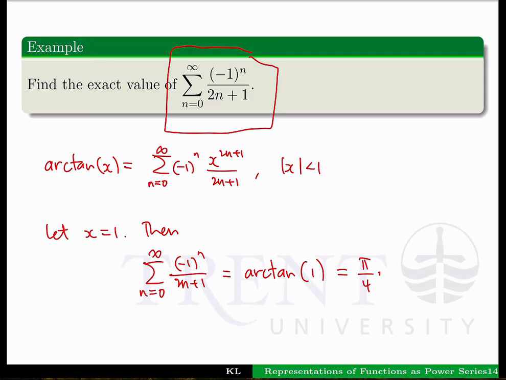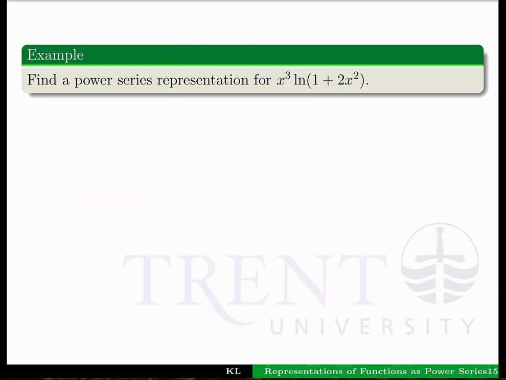Okay, so that ends my discussion on power series representations of functions. We still have some examples in here. You can work on them. Actually, that's just one final example, so just work on it, and that will be a good practice.